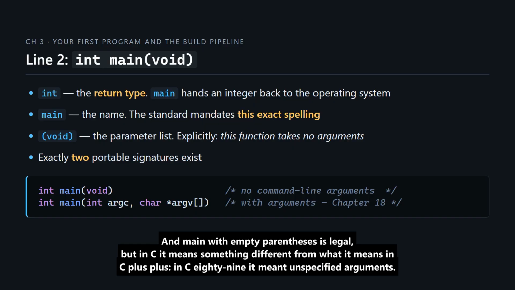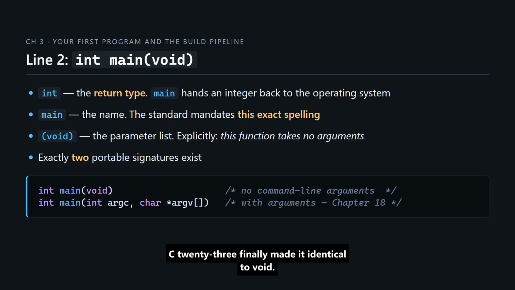And main with empty parentheses is legal, but in C it means something different from what it means in C++. In C89 it meant unspecified arguments. C23 finally made it identical to void. Write void, and you are unambiguous in every standard.